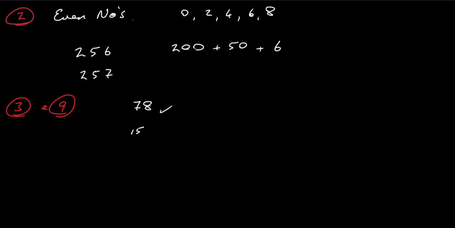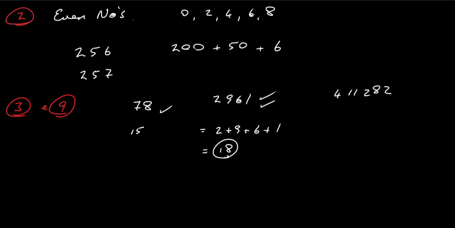If we take 2,961, add the digits, so it's going to be 2 plus 9 plus 6 plus 1. That'll give us 18. Is 18 divisible by 3? Yes, it is. So this is divisible by 3. Is 18 divisible by 9? Yes, it is. So this is divisible also by 9. Let's take another one.